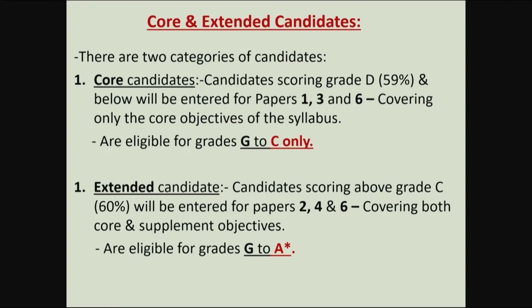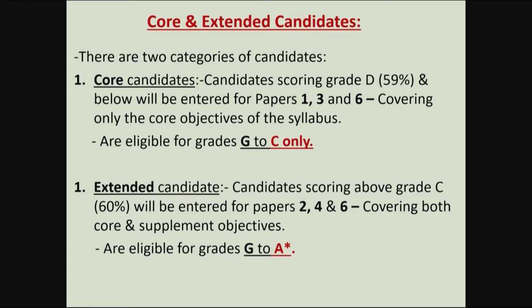Now, extended candidates are candidates scoring above grade C, that is 6 and above. They will be entered for papers 2, 4, and 6, covering both core and supplement objectives in the syllabus. And the extended students will be eligible for grades G to A star.